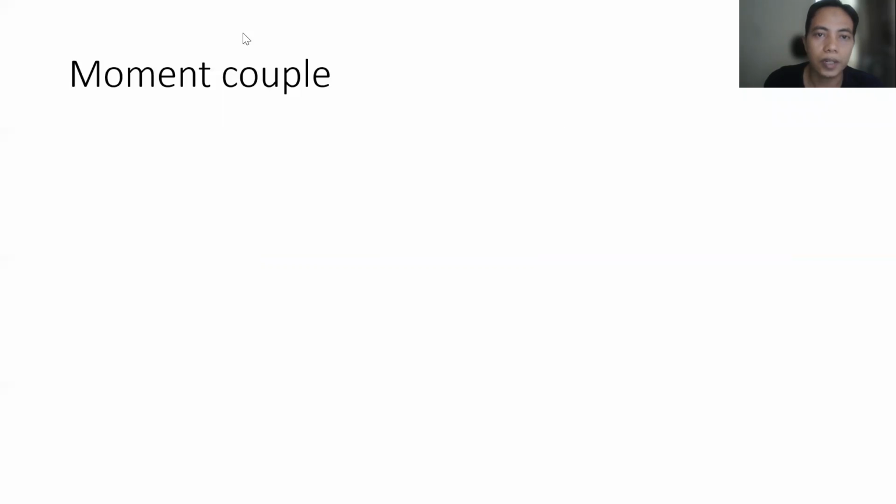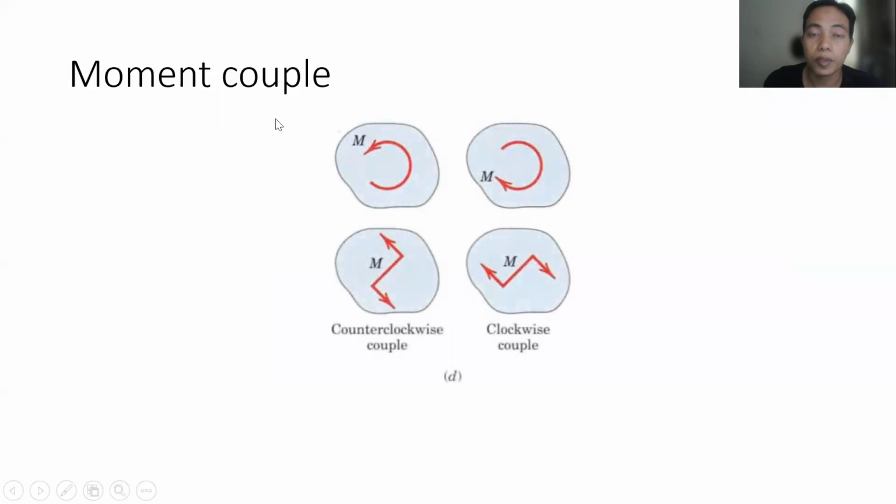Okay, so next about the moment couple is the direction. The direction of the moment follows the rotation which is created by the couple of forces. So for example here, the couple of forces will create a rotation in the counterclockwise direction. So we call this a counterclockwise couple. And in opposite, we have here a clockwise couple.